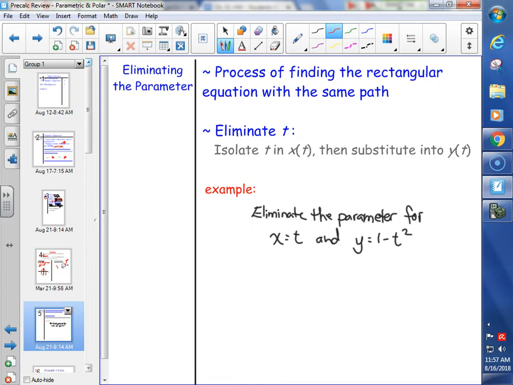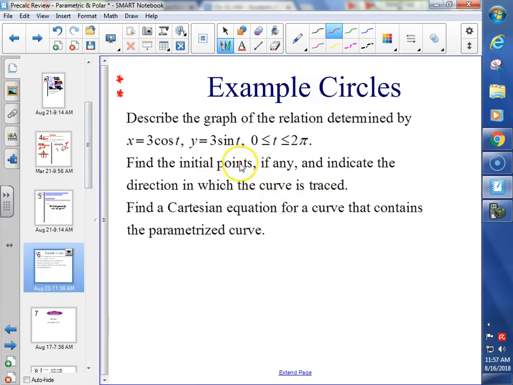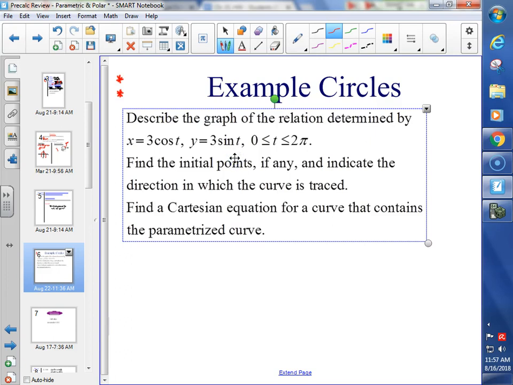Nice thing is, the summer packet totally already walked you through this. Oh my goodness, this is way too easy. We just did this one. All right, let me get you a harder example. Let me freeze the screen so you can at least start to eliminate the parameter. But let's get you a much more fun one. How about this one?